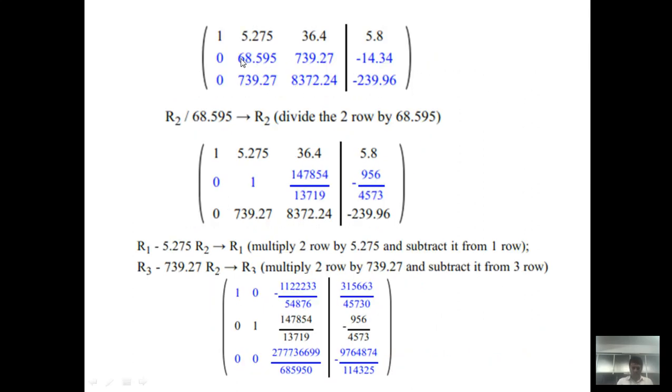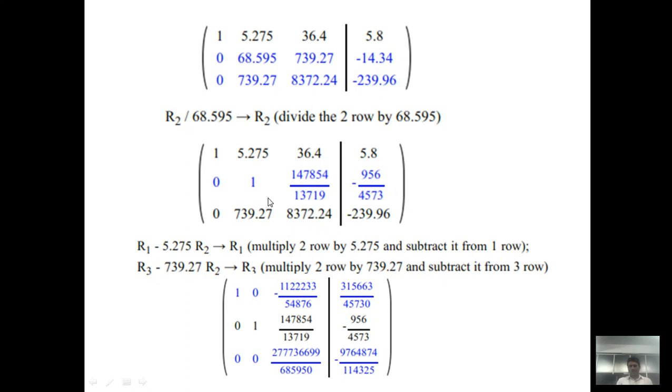Next, our aim is to convert this A22 element into 1. So divide the second row by this number, that is 68.595. So obviously this becomes 1. Now 739.27 divided by 68.595 gives this number. Similarly, minus 14.34 divided by 68.595, simplification gives this. The third row is as it is.